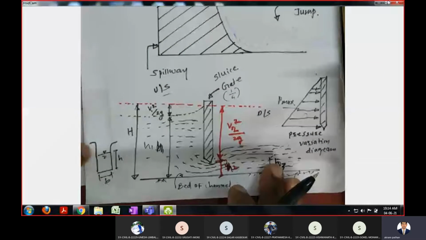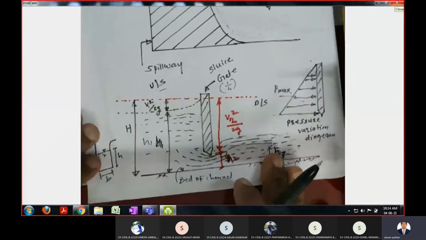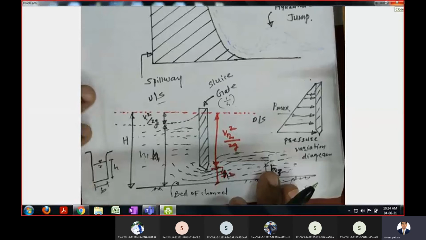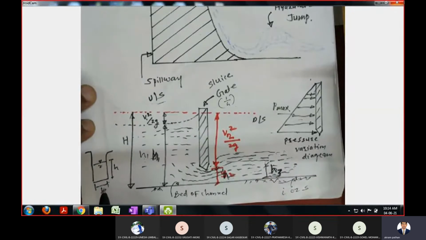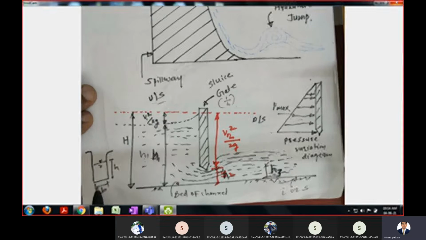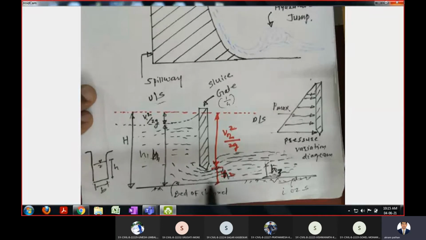Now look at another diagram we have here. There are different types of channel: rectangular, trapezoidal, triangular, or semicircular. In our laboratory the channel is a triangular channel. We have a bottom width B and depth of flow H or Y. This is the bed of the channel, which has a certain slope I or S.